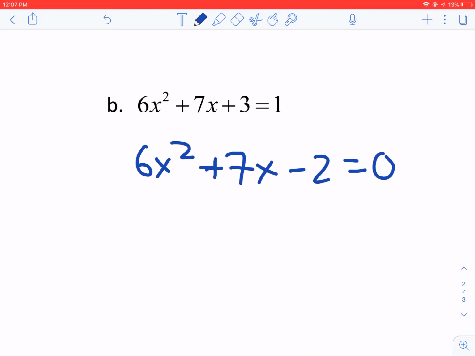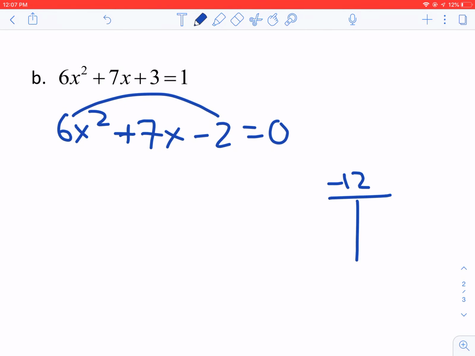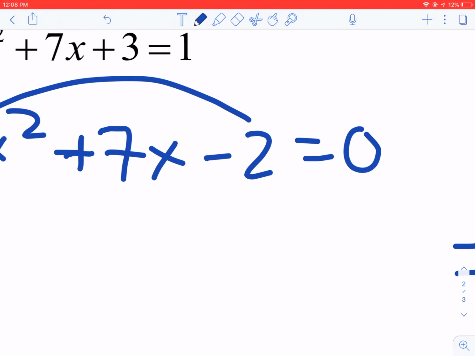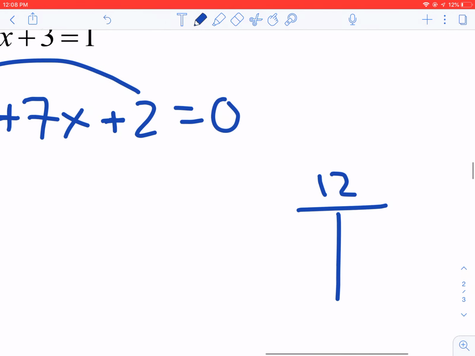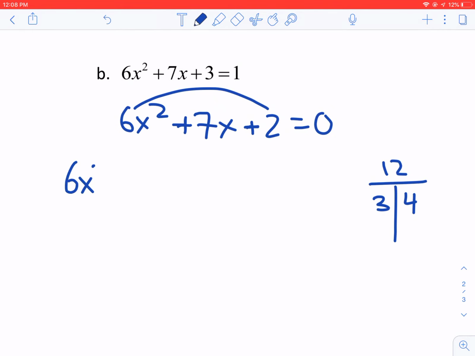Is this a difference of squares? No. Is this a trinomial? Yes. Is a equal to 1? No. A is equal to 6. Let's use the AC method. 6 times negative 2 is negative 12. What multiplies to negative 12 and adds to 7? Oh, I see what I did. This is positive 2, not negative 2, sorry. So what multiplies to positive 12 and adds to 7? 3 and 4. So we split the middle: 3x squared plus 3x plus 4x plus 2 equals 0.